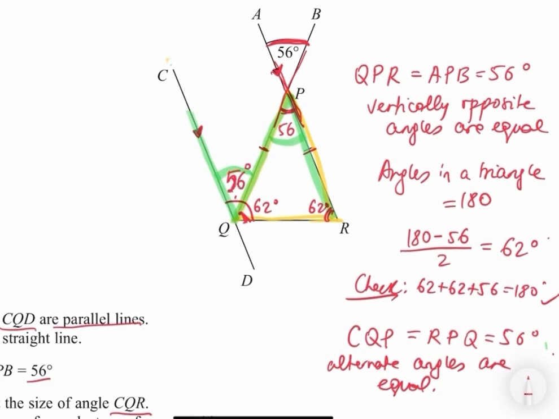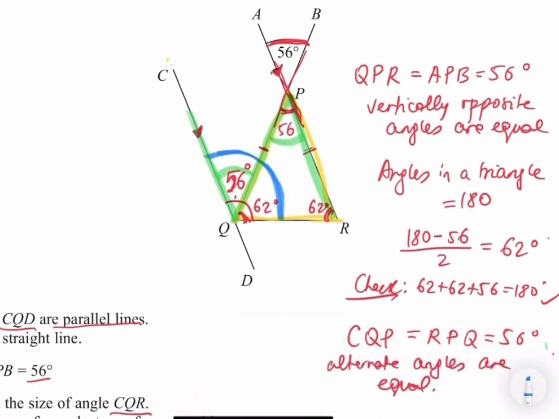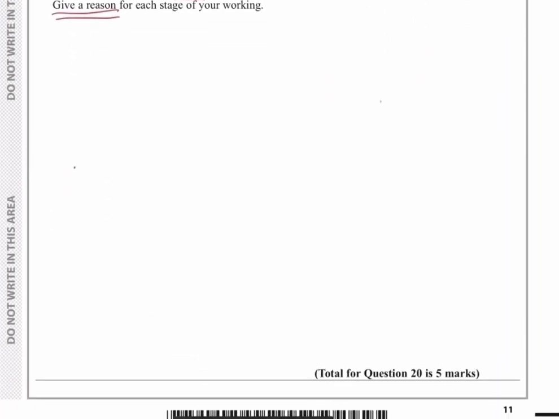56. Okay, all we need to do now is just to add 56 and 62 together to find the angle, which is the question here. 56 plus 62 gives you 118 degrees. So this is your answer.